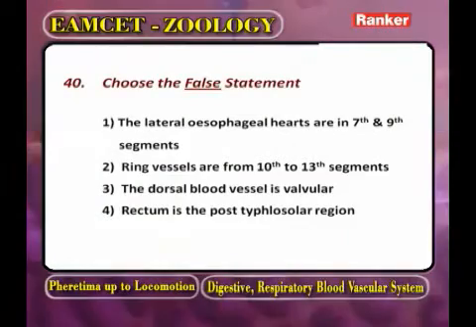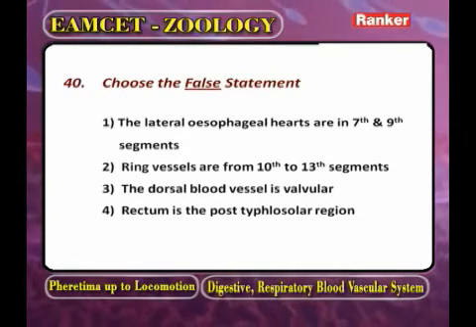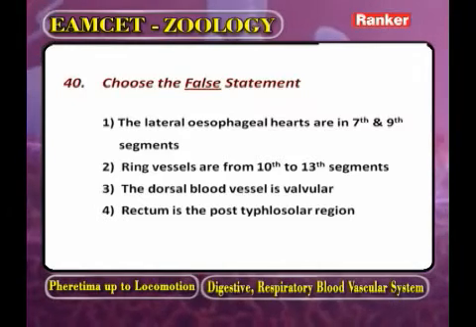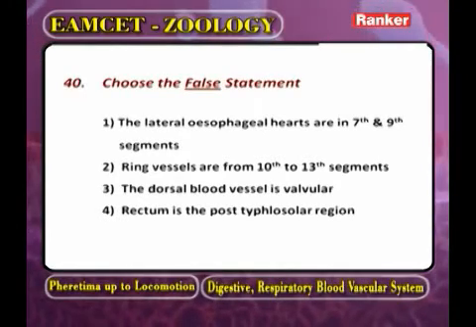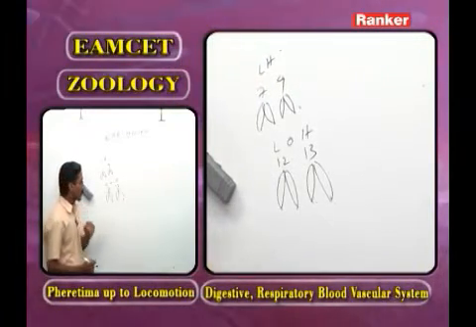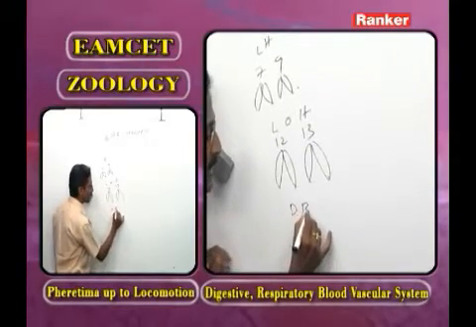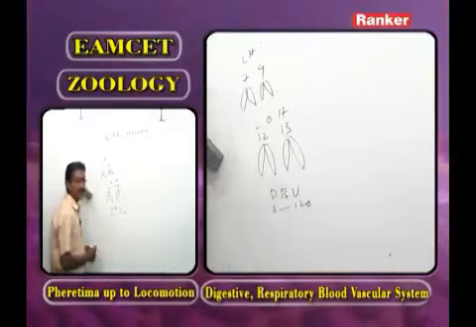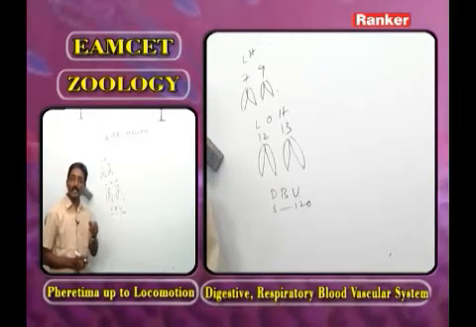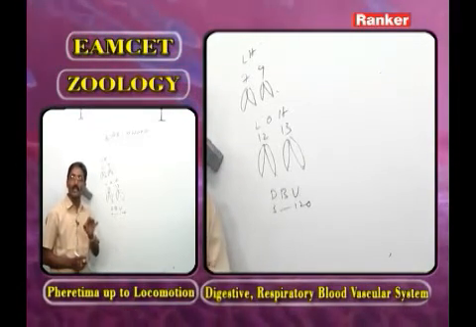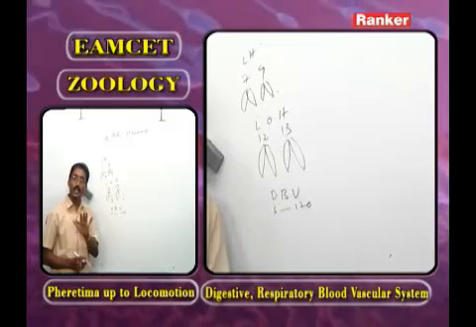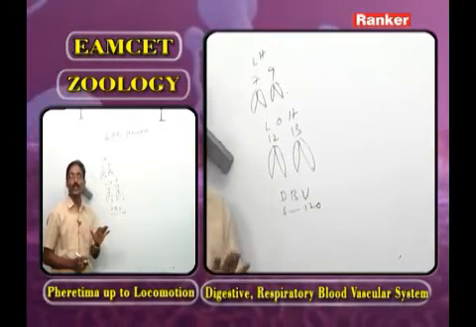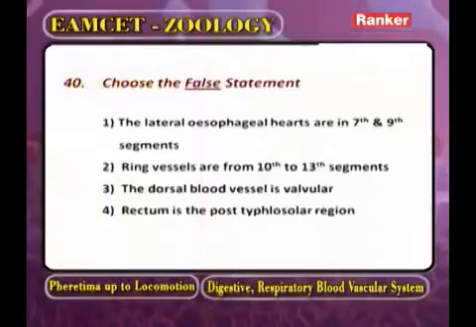Now, we move to the second statement. Ring vessels are also called circular vessels, and they are present in the 10th, 11th, 12th and 13th. So, the second one is correct. Third, dorsal blood vessel is valvular. The dorsal blood vessel, DBV, starts from the third segment to the last. In each segment, what are present? Valves are present. So, it is a valvular longitudinal blood vessel. Now, the third statement is also correct.